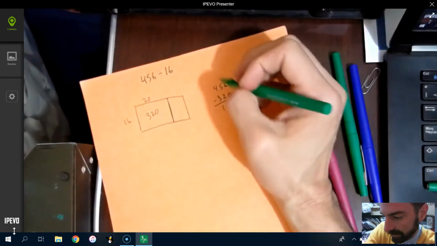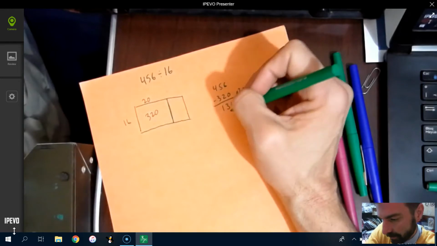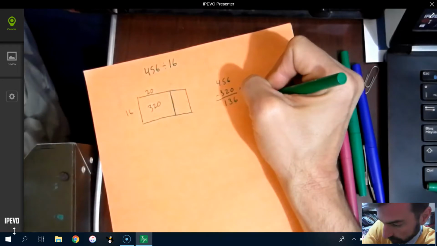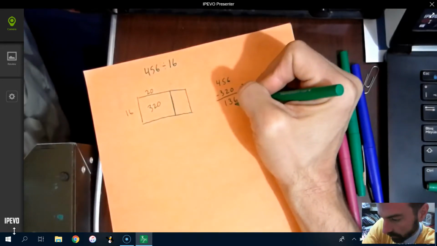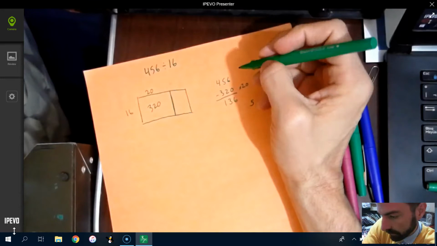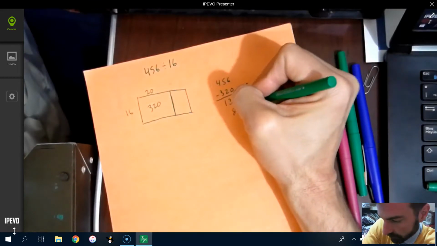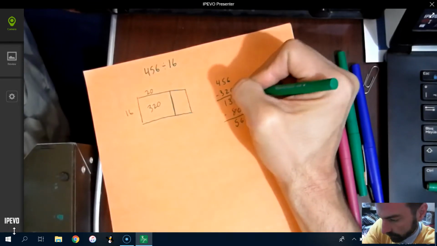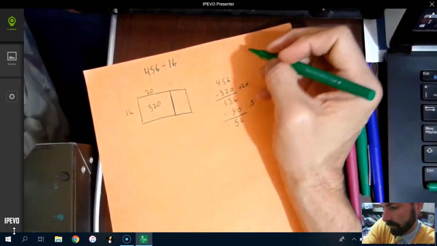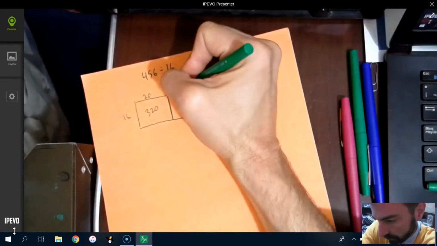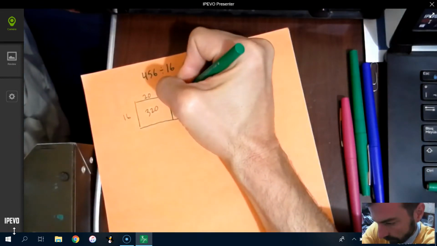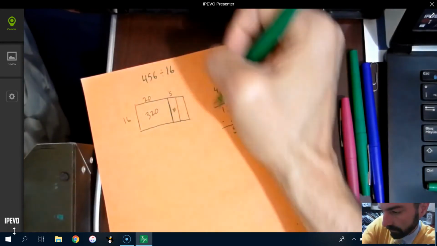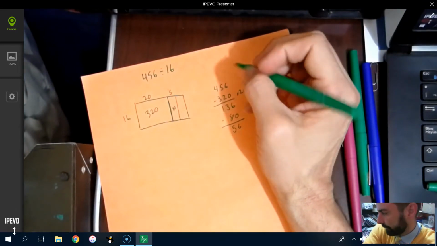I have 136 left. 10 times 16, 160, that'd be too much. 5 would be 80, so let's take a look at this. So if we have 5 over here, 10 is 160, so 5 is 80. So I'm going to subtract again. 56. So this is 80, what's that by 5? Okay, so I've got 56 left, 16.